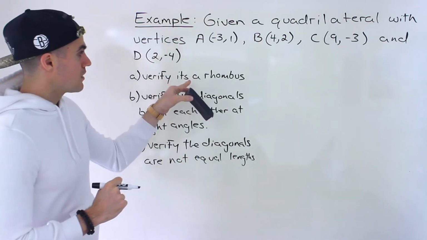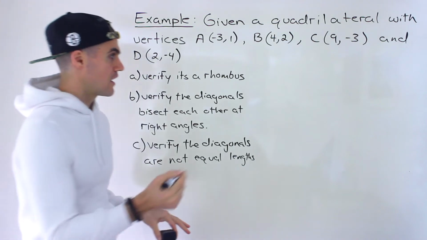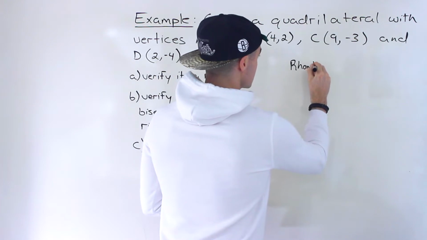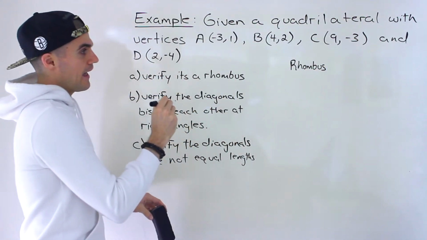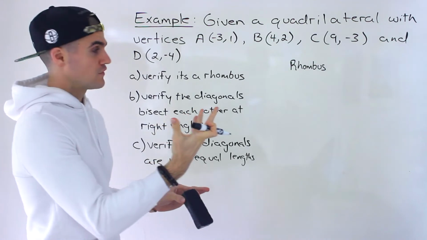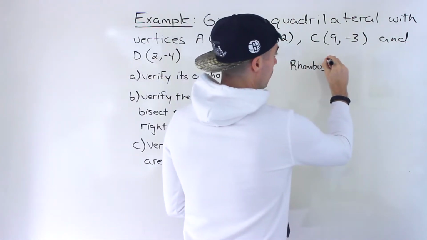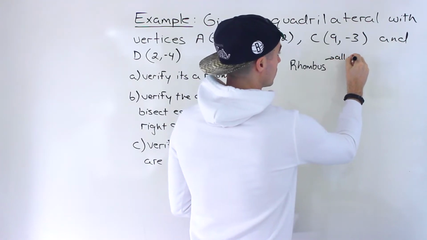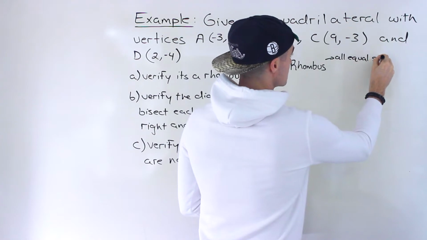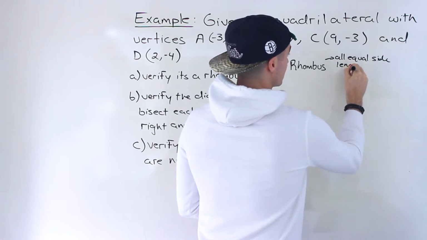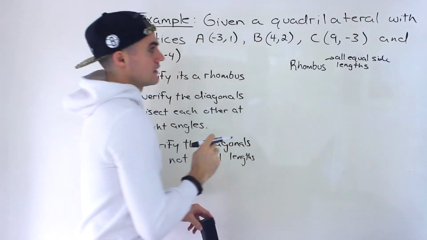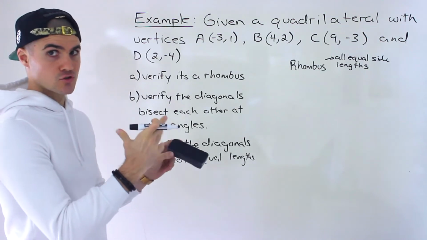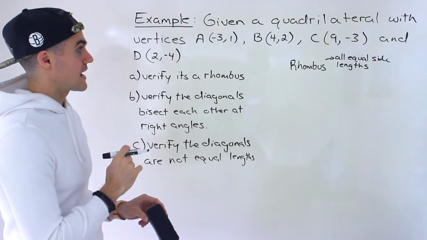So let's start off with first discussing how we verify that a quadrilateral is a rhombus. The easiest way to verify a rhombus is basically a quadrilateral that has all equal side lengths. That's it. It has all equal side lengths. That's the main property of a rhombus. It's a quadrilateral with 4 equal side lengths.